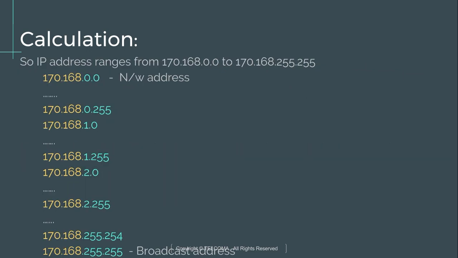The next step is to find the range of the IP addresses. The range lies between 170.168.0.0 to 170.168.255.255. The range between the network address and the broadcast address consists of the IP addresses which can be assigned to devices in the network. So this represents the range of the IP addresses.